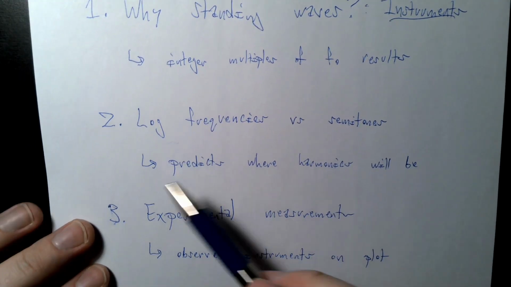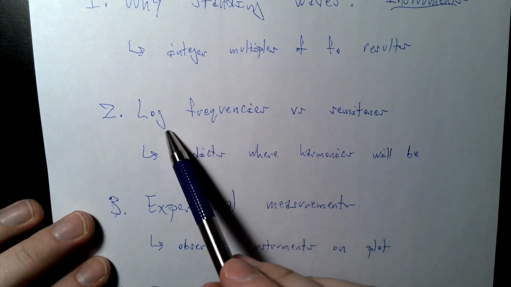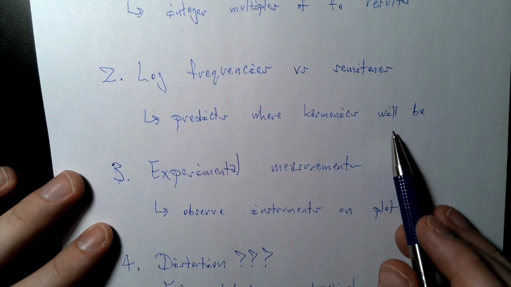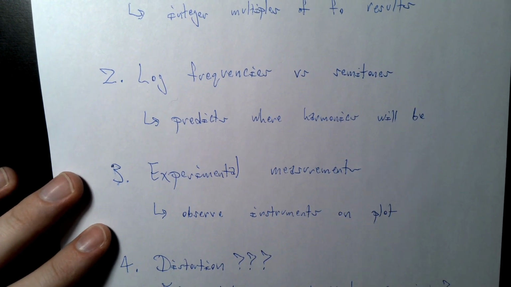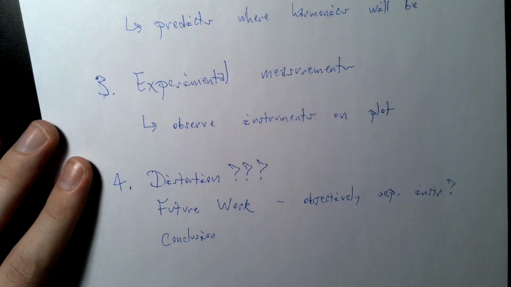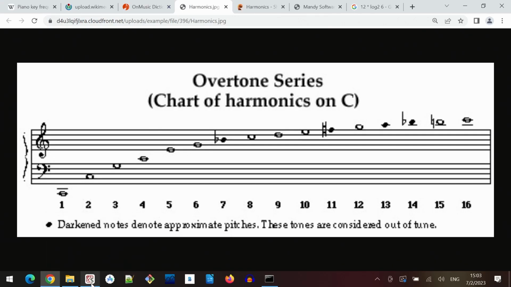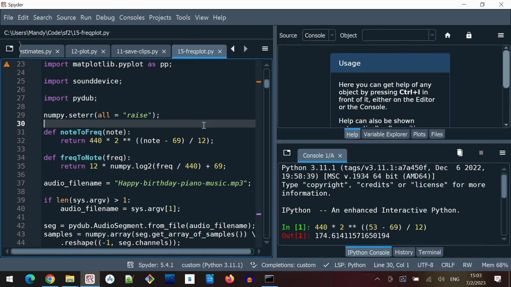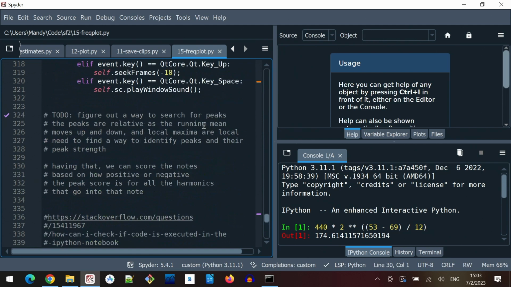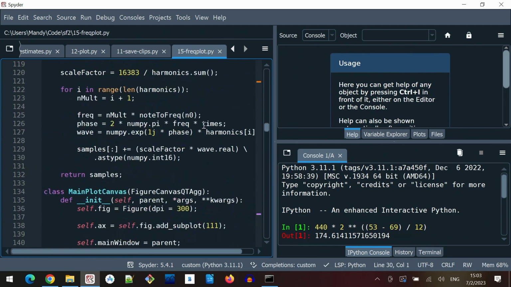Alright, so we used the log frequencies, we did the equations, and we counted semitones, and we predicted where the harmonics will be for any note. And now it is time to look at some experimental measurements. Over here I wrote a computer program. I can share it with you later, but it's got quite a few components. I don't have time to cover it here.